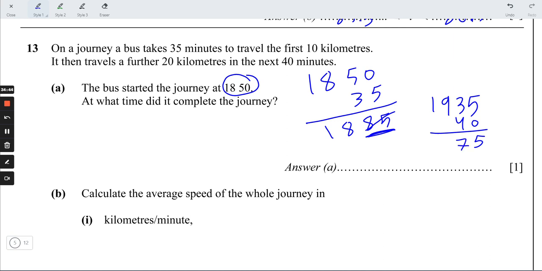Again, the next 20 kilometers took 40 minutes, adding 40 minutes, you will get 19 and 75 minutes. Take away 60 minutes from 75, you will get 15, and give 1 to 19, you will get 20:15.